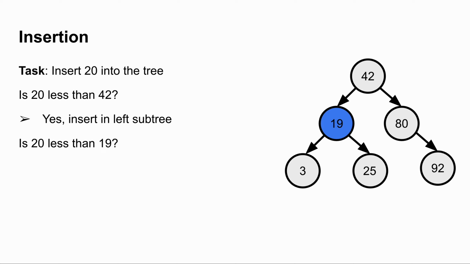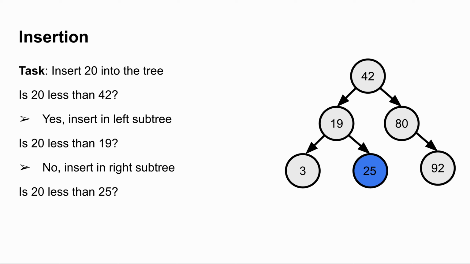Looking at the root of that subtree, we ask ourselves, is 20 less than 19? The answer is no, so we insert 20 in the right subtree. Looking at the root of that subtree, we ask ourselves, is 20 less than 25? The answer is yes, so we insert in the left subtree. There's no tree here, so we create a new node with the value 20.